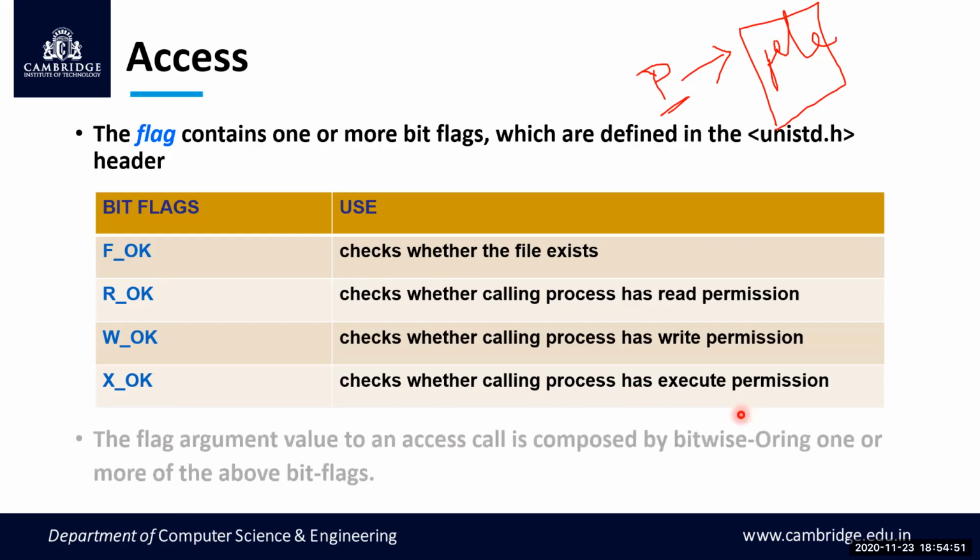So all these four options I have. The first one is the existence of a file, to check whether the file exists, and the other three options are access permissions. The flag argument value to an access call is composed by a bitwise ORing. What do you mean by bitwise ORing? I can use any number of these, one after the other. I can keep writing, but I should use a bitwise OR, adding on everything.